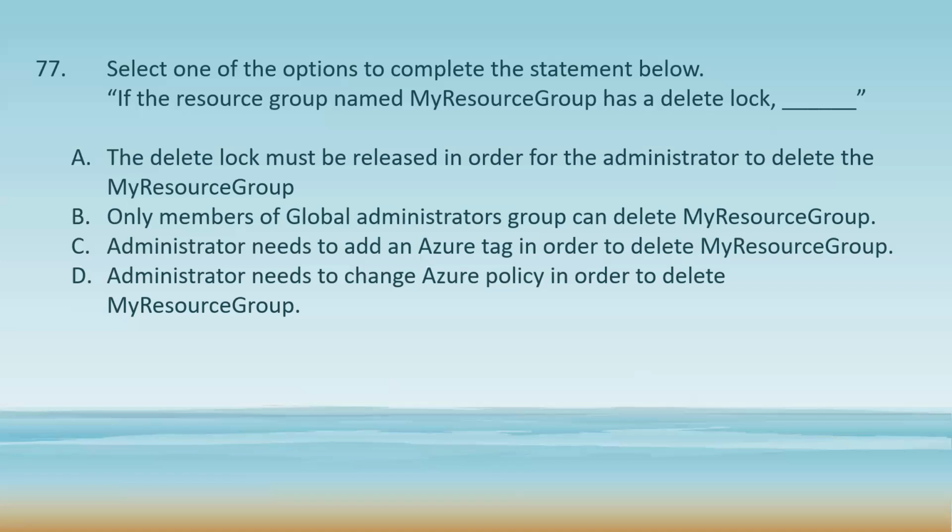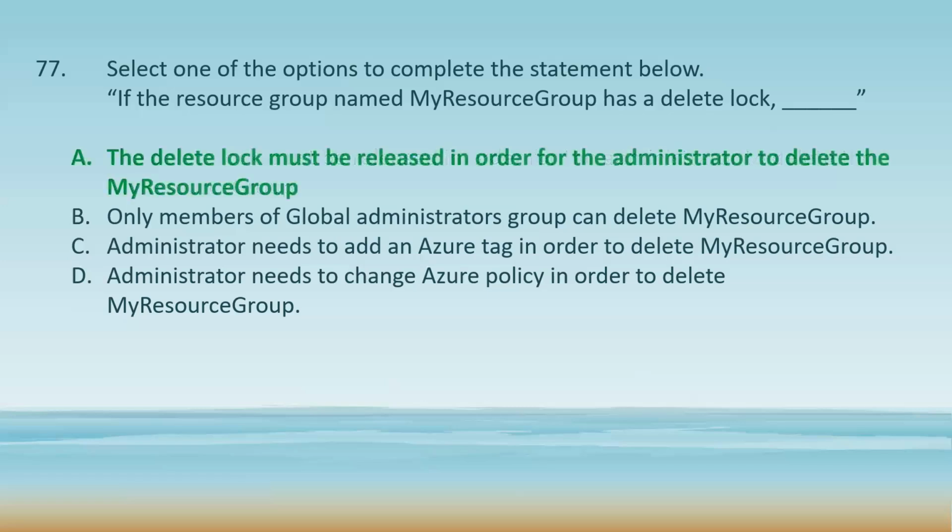Now, option C talks about the use of tags, which is used for grouping of resources, which again makes it an incorrect choice. Option B talks about global resource administrators. Global administrators will have access to delete the lock itself, but the resource group cannot be deleted unless the lock is released, which means option B is incorrect. And the right option is option A. The delete lock must be released in order for the administrator to delete the My Resource group.